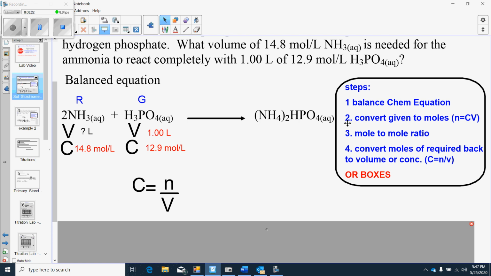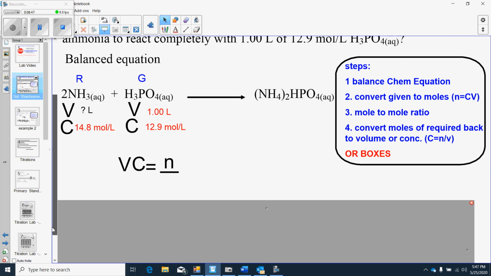If you notice step 2, it says convert given to moles. My given substance, I know the volume and I know the concentration. How can I find moles, right? So it's concentration, moles, then volume. You can rearrange it by bringing your V right up here. So you see V times C will give me the moles of my given. And I happen to have those.